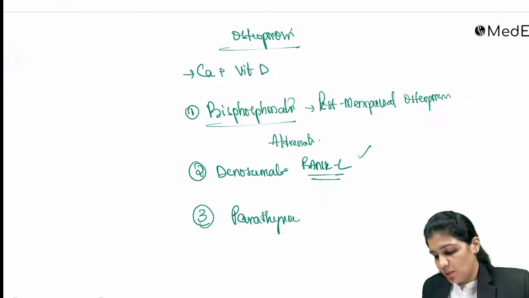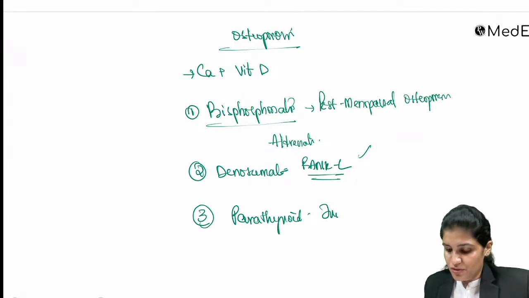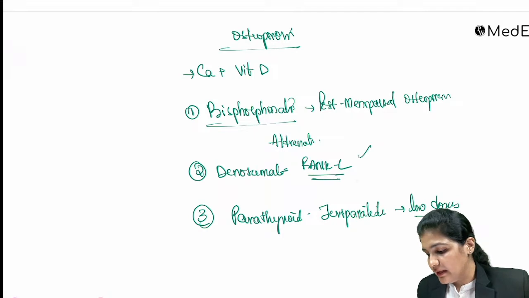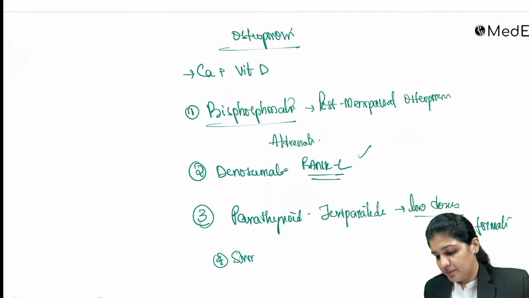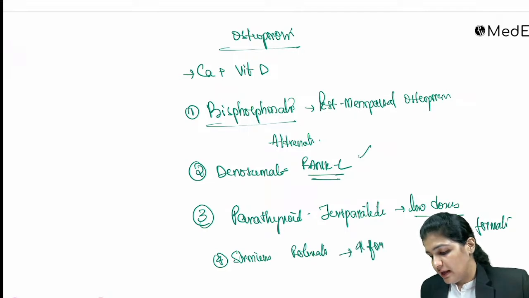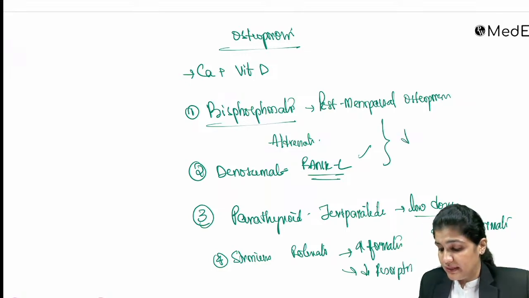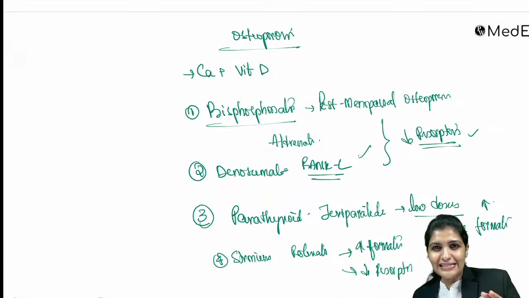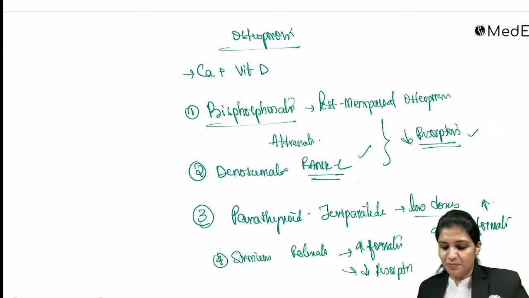It is teriparatide which is used, and teriparatide is given in low doses, which will increase bone formation. And ultimately you have strontium ranelate. This increases the formation and decreases the resorption. So these two, the bisphosphonates and denosumab, will decrease the resorption. The parathyroid hormone will increase the bone formation, and strontium ranelate will do both things. It will decrease the resorption and increase the formation. So this is the treatment for osteoporosis.